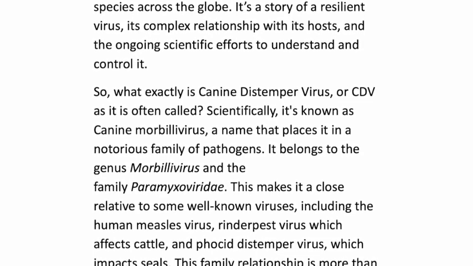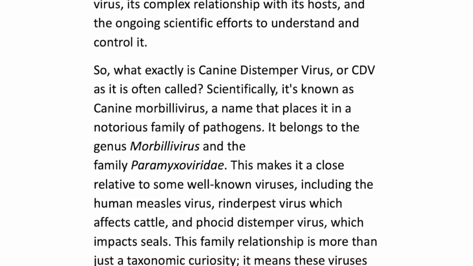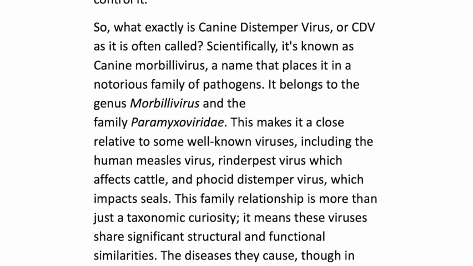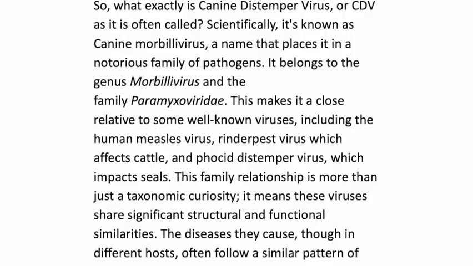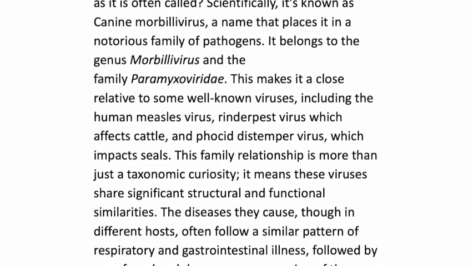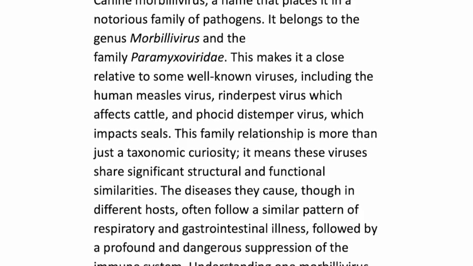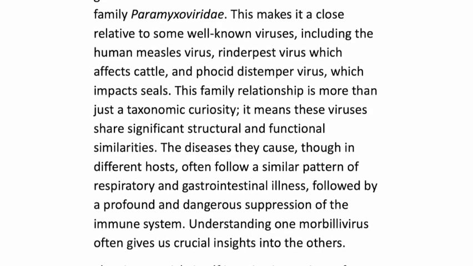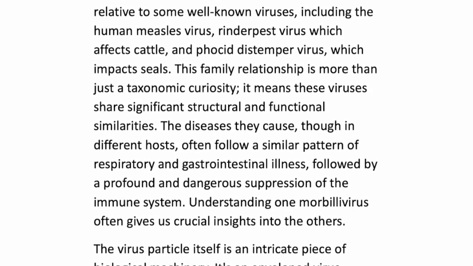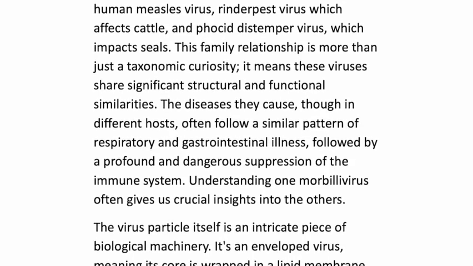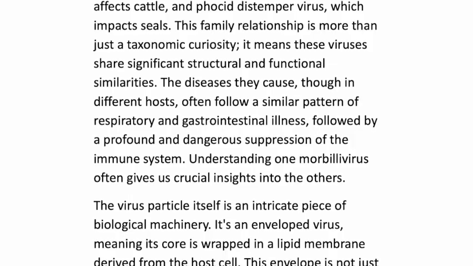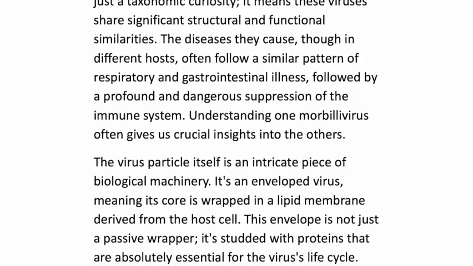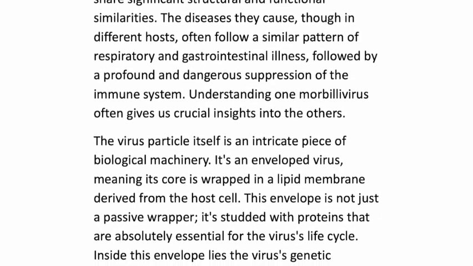Scientifically, it's known as canine Morbillivirus, a name that places it in a notorious family of pathogens. It belongs to the genus Morbillivirus and the family Paramyxoviridae. This makes it a close relative to some well-known viruses, including the human measles virus, rinderpest virus which affects cattle, and phocid distemper virus, which impacts seals. This family relationship is more than just a taxonomic curiosity. It means these viruses share significant structural and functional similarities. The diseases they cause, though in different hosts, often follow a similar pattern of respiratory and gastrointestinal illness, followed by a profound and dangerous suppression of the immune system. Understanding one morbillivirus often gives us crucial insights into the others.